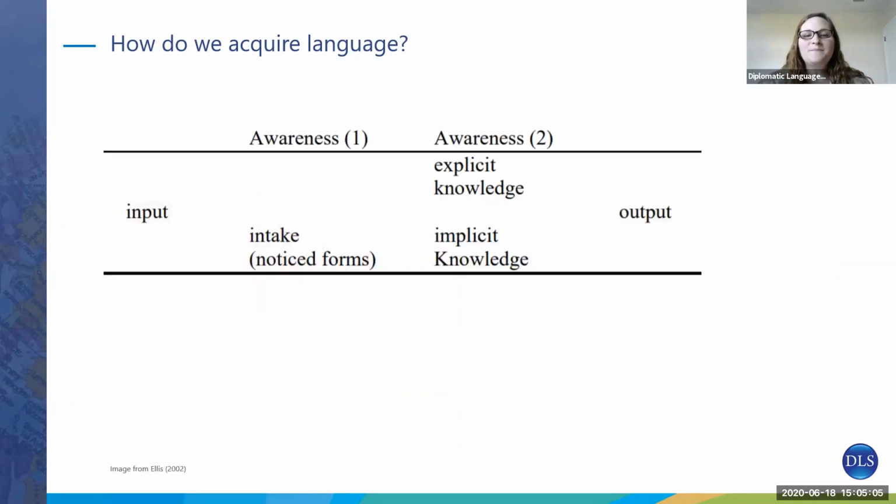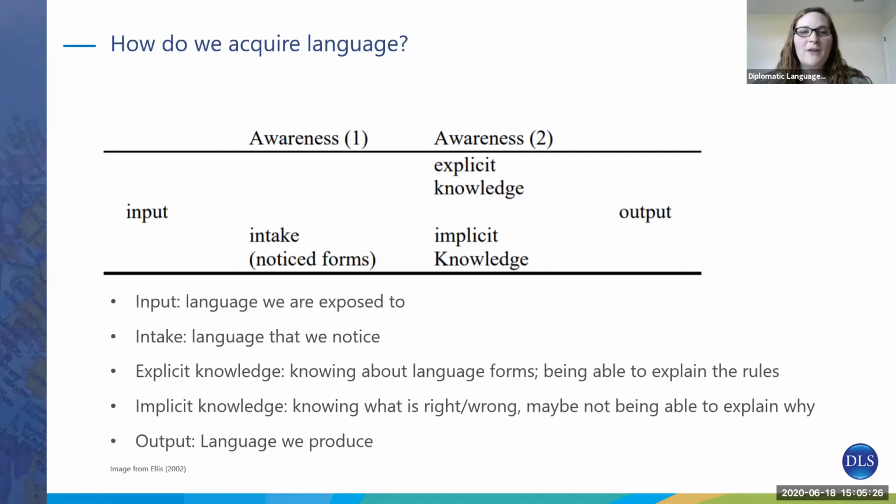So this is an image from Rod Ellis, who's done a lot of work with grammar acquisition. And in his conception and based on research, the things that are necessary for acquiring language are these particular things. So first there has to be input.